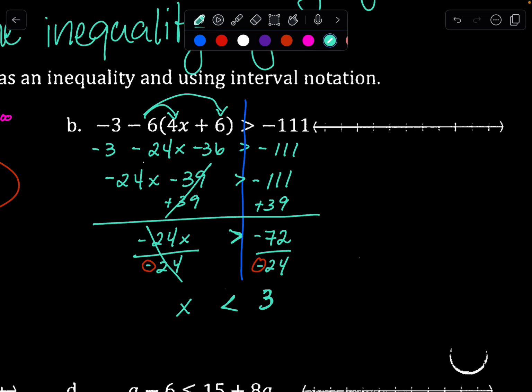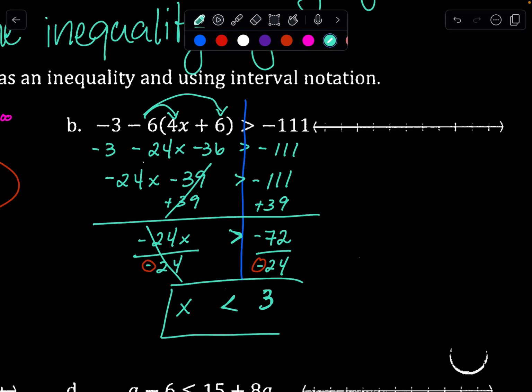It's only ever when this number right here on the bottom is negative. I don't care about the negative 72. If this is negative, it doesn't mean that you have to flip the sign, okay? You only flip the sign when the bottom number of your division process is negative. Otherwise, you leave it alone, all right? So let's continue our work.